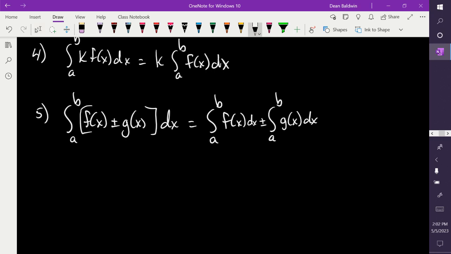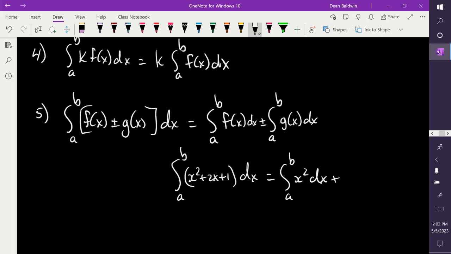So what that means, just a quick example would be if you're evaluating some function like a quadratic like this, I can just rewrite that as this one plus this one plus 1 dx, like that. Okay, as long as it's addition or subtraction, not if it's multiplication though.